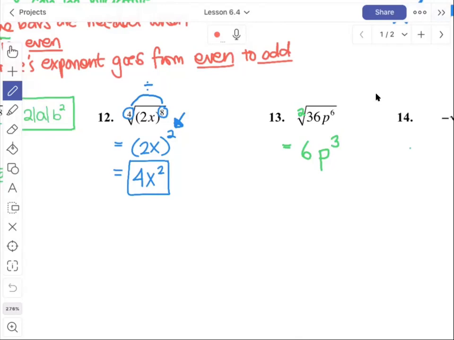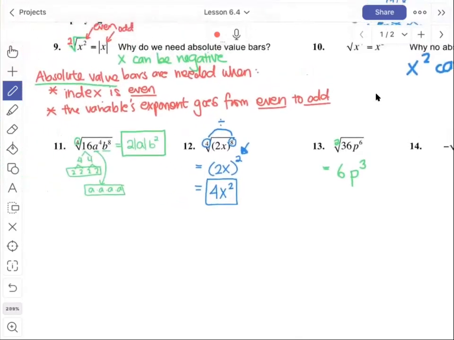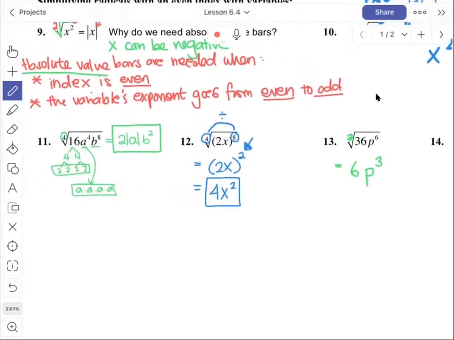All right. Now, to wrap it up, we have to think, since there's a variable, do I need absolute value? So based off of those rules, is the index even? Yeah. Good. The inside, did it start with an even exponent? The p start with an even exponent? Yeah. Did it end up being odd? Yeah. So what do we need?